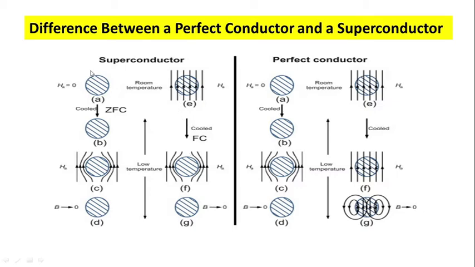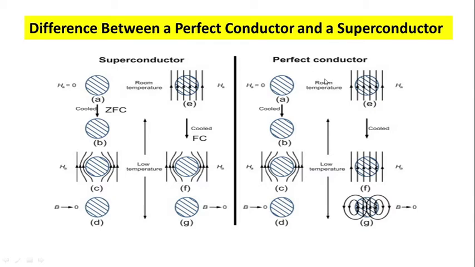So what happens? Suppose we have a superconductor and we cool the superconductor in the absence of a magnetic field. This is called ZFC, that is zero field cooling. Now if we introduce the magnetic field, then due to the Meissner effect, the magnetic field lines are pulled out of the sample. And if you now remove the magnetic field, then it again comes back to the situation similar to B. Okay, that means there is no memory of the magnetic field.